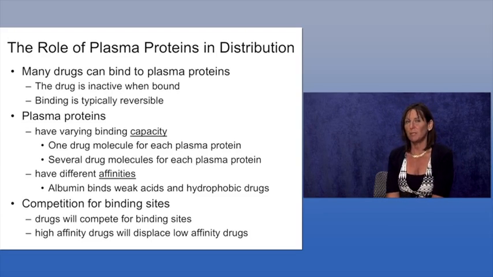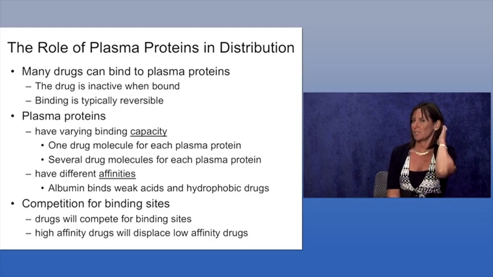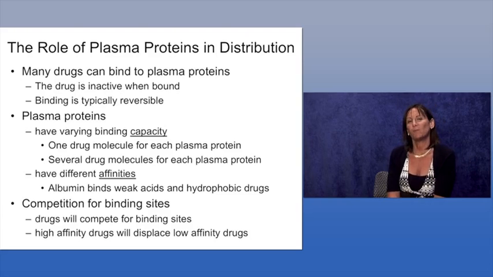So it could be something as simple as one drug molecule for every plasma protein, or several drug molecules for each plasma protein. Plasma proteins also have different affinities. Now we've mentioned the word affinity once before. Affinity is the natural attraction that the protein will actually have for the drug. So what's the draw of the protein on the drug? And the affinity will determine how strong the binding will be to the plasma protein. For example, albumin binds weak acids and hydrophobic drugs with pretty strong affinity.